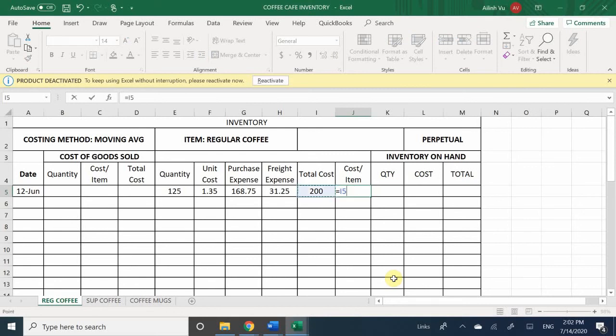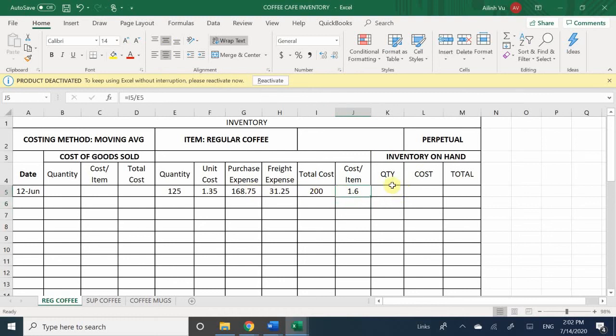Divide that into the quantity. Yes. We're going to divide our total cost by our total quantity. Okay, so we got 1.6, or $1.60.